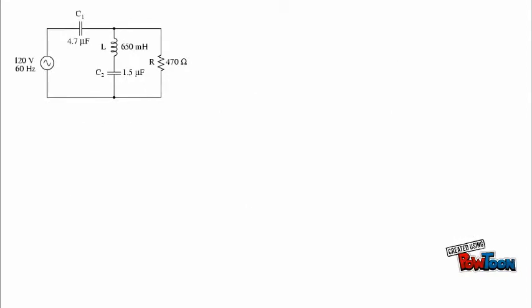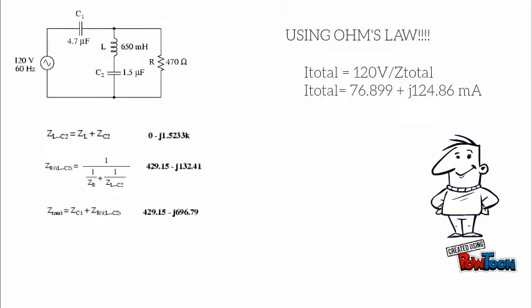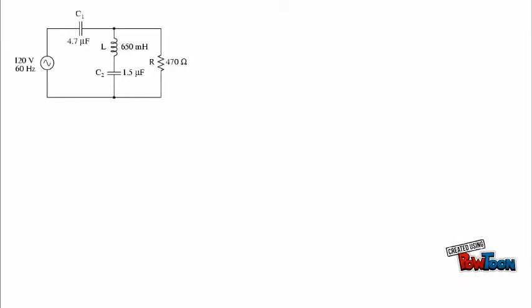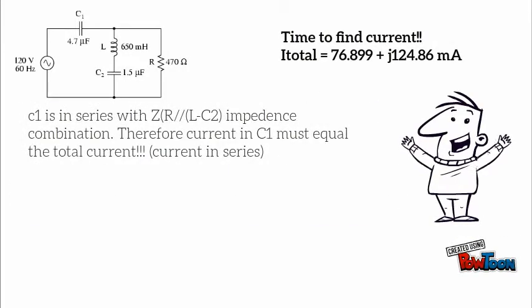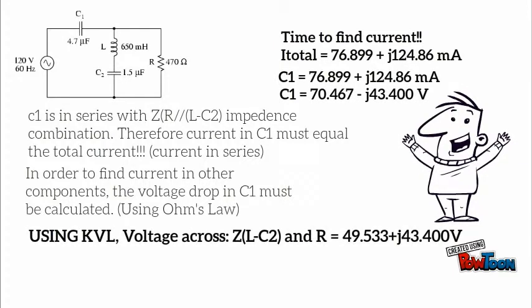Since we now found total impedance using the formulas, we can find total current using Ohm's law, V equals IR. Since C1 is in series with all the other components, the total current flows through it, so we can find the voltage across C1 using Ohm's law again, and using Kirchhoff's voltage law, we find the voltage drop across R.